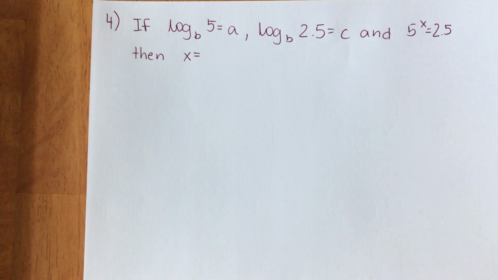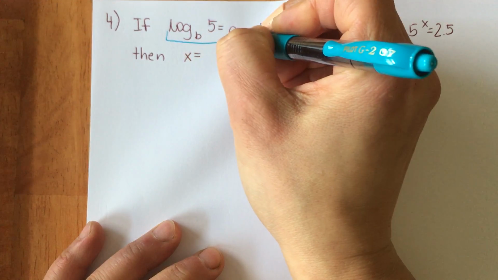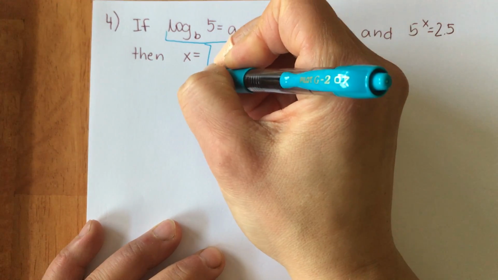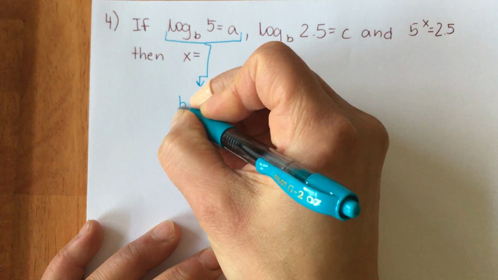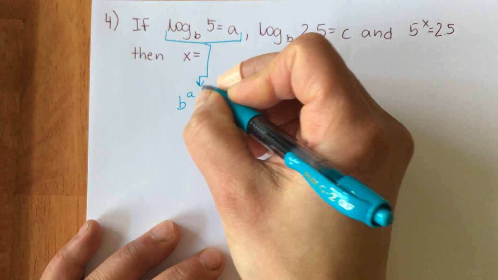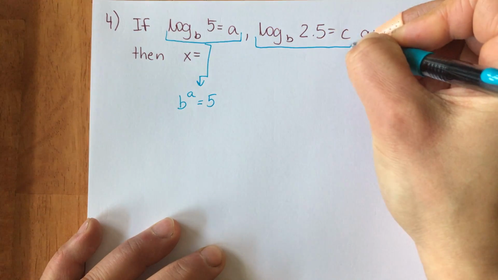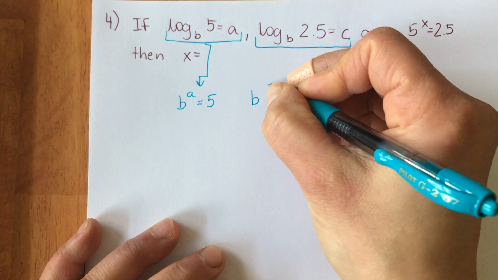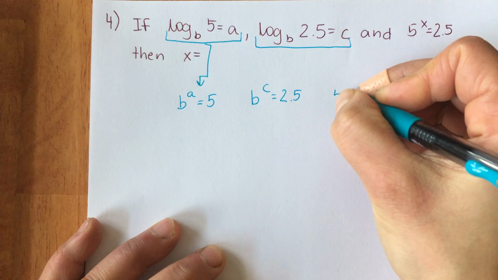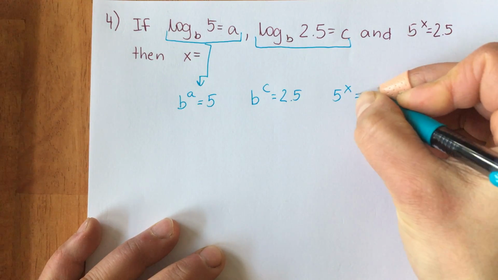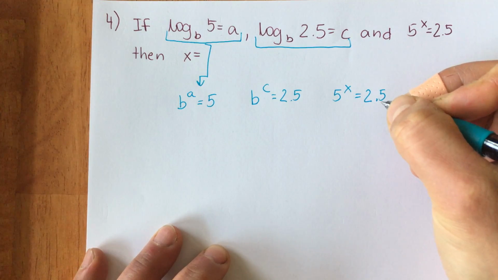When this happens, I would take what I have and write it in a slightly different form. I know I can rewrite this in exponential form: b to the power of a is equivalent to 5. Again, I use my definition. I will do the same thing for this one: b to the power of c is equivalent to 2.5. And the last one is already in exponential form, so I am not going to do anything. I am going to try to keep them all consistent.